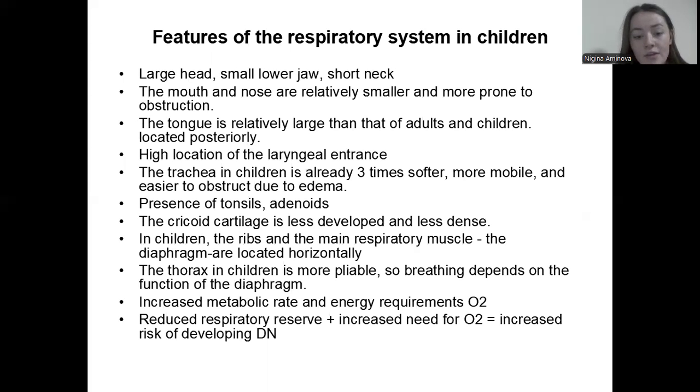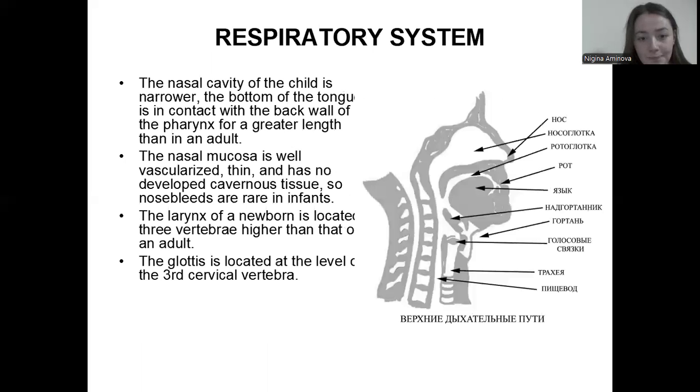The trachea in children is softer, more mobile, and easier to obstruct due to edema. Presence of tonsils and adenoids. Reduced respiratory reserve, increased need for oxygen, and increased risk of developing respiratory failure.